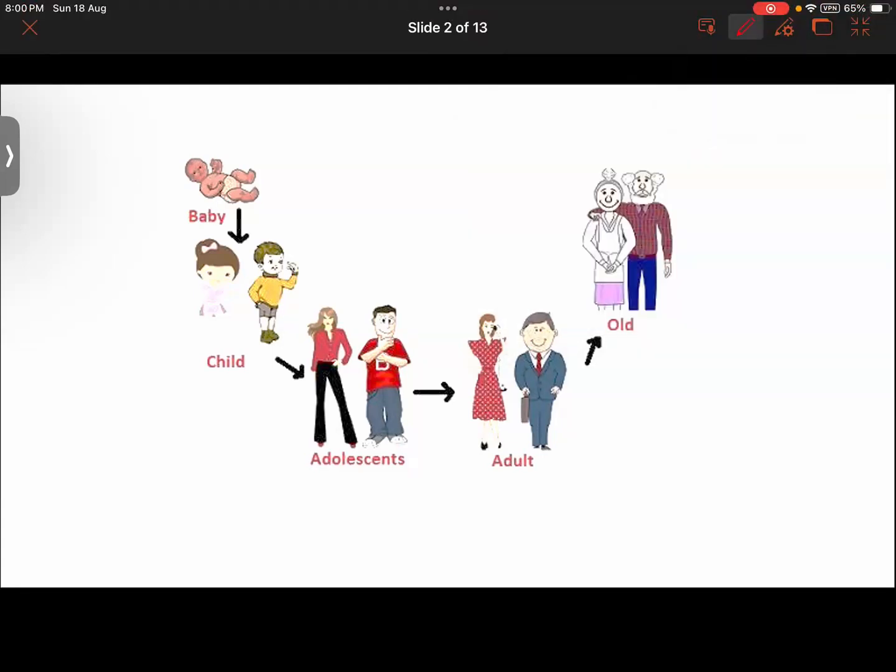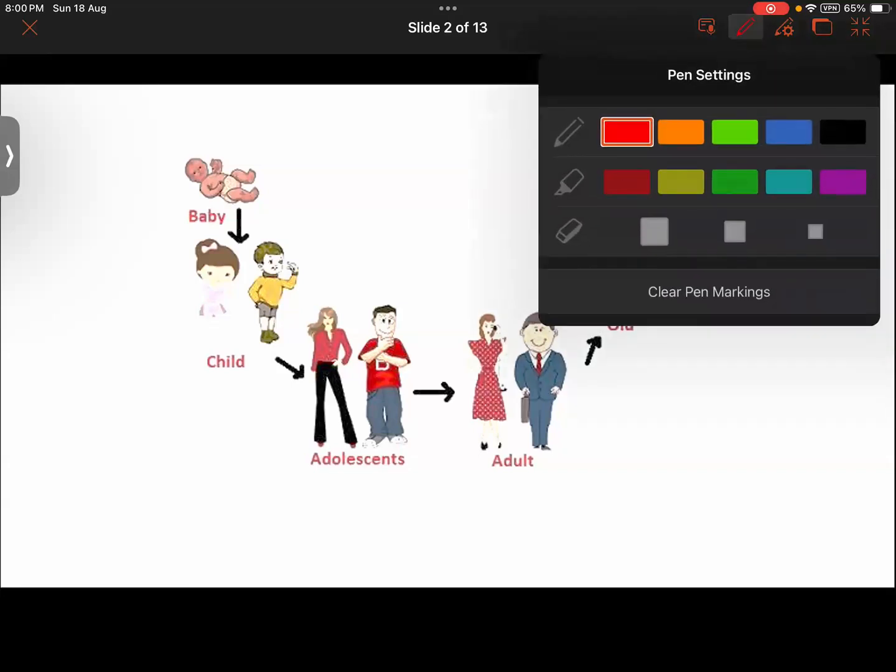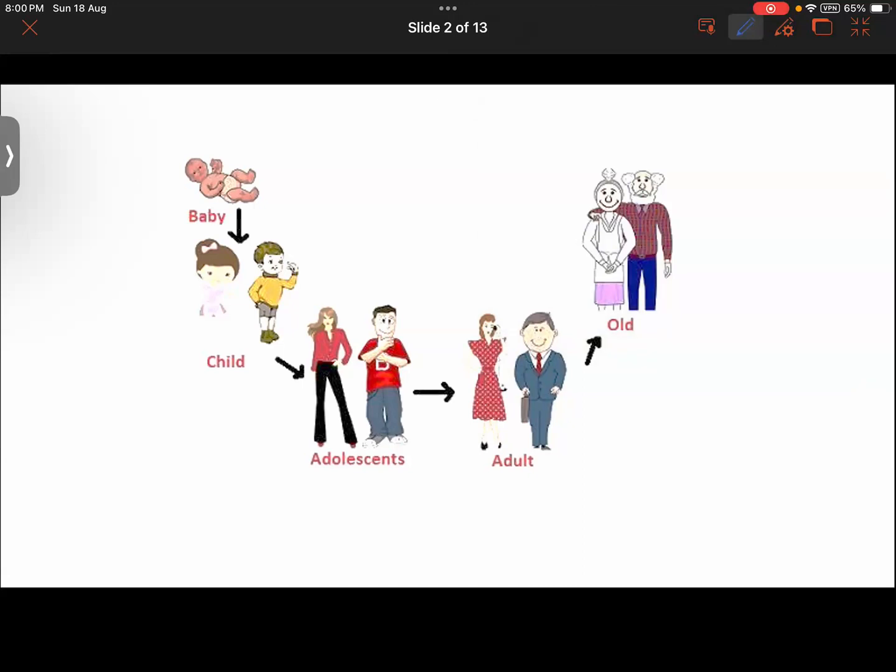So basically, this is such a phase in the lifetime of an individual that there are certain changes occurring in the body. Not just human beings, even animals would be going through this transition. A newly born baby grows on to become a child, and then they go to the age of adolescence.